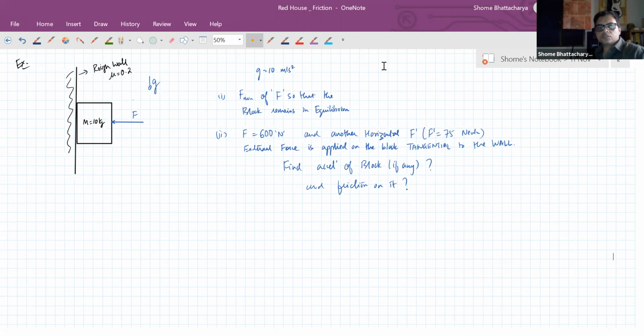Yeah, additional force of 75 newtons. Okay. So you are applying F equal to 600 newtons, like it is made in the diagram. F is exactly in the same way it is made in the diagram. Horizontal force acting normal to the wall. But in addition to that, another force F prime is acting.